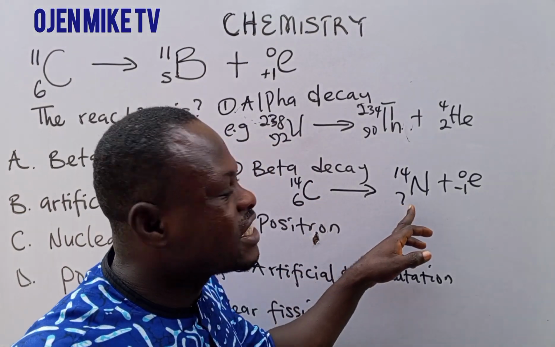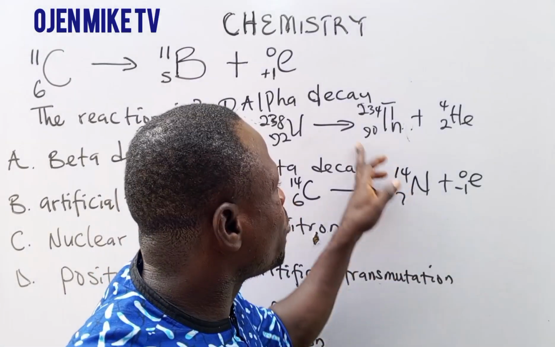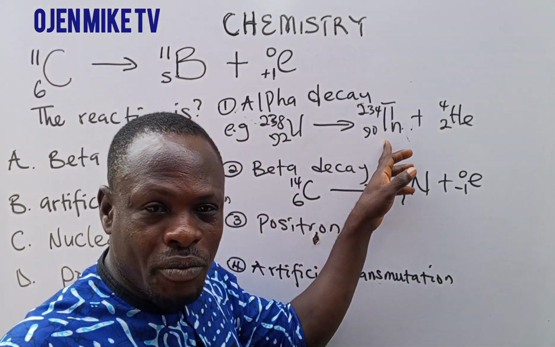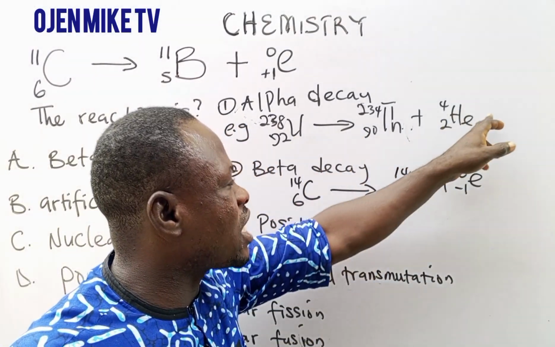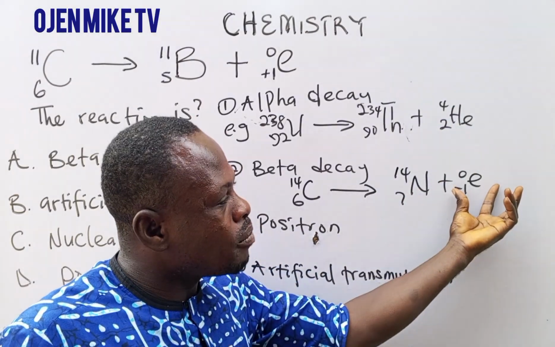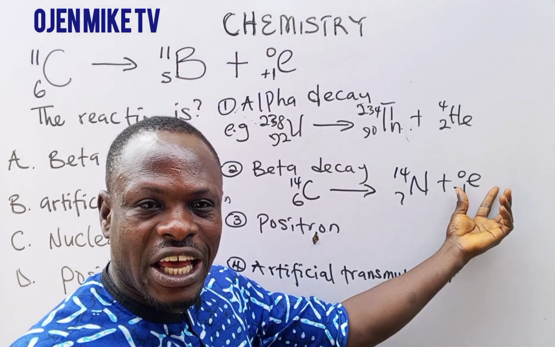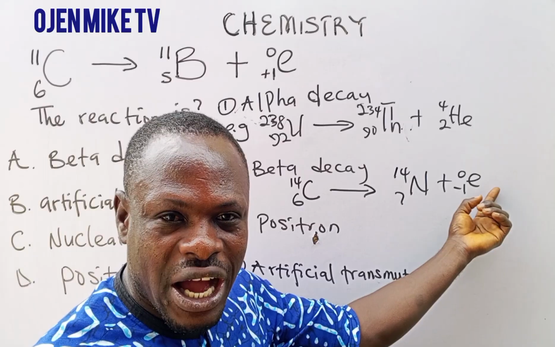Now you can see that there is an increase in atomic number here, but in alpha decay there is a decrease in atomic number. Are you following? That one emits a helium particle, but this one emits an electron with minus 1 as atomic number. Are you following?